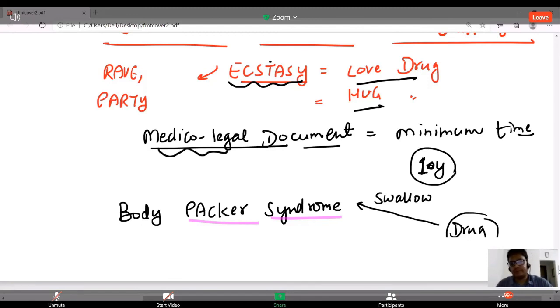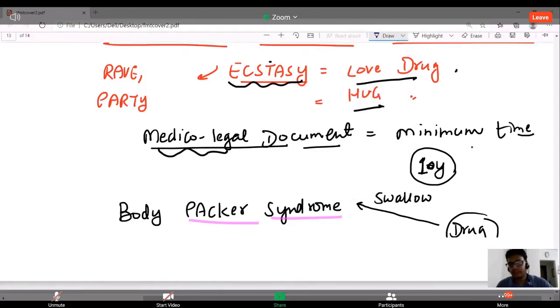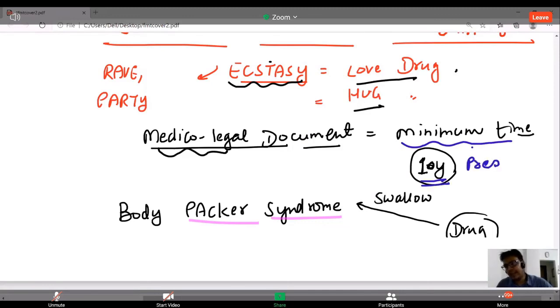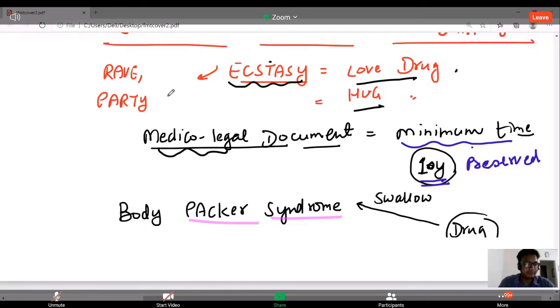Medico-legal document: any medico-legal document should be preserved for a minimum of 10 years.